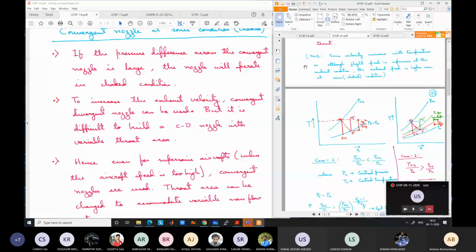Speed has to be changed. Speeds are changing, correct. At the takeoff, the speed is low. Density also changes as per altitude. Density also changes, speed is changing. So inlet conditions are changing, right? So mass flow rate is changing always.